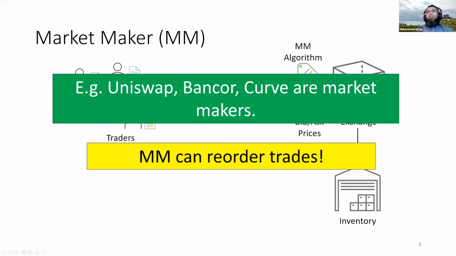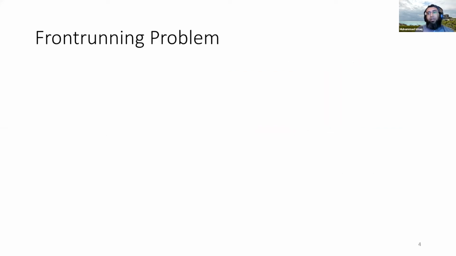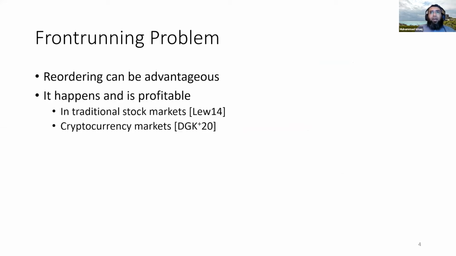So the problem is that market maker can now reorder trades. This is precisely the front running problem. And there is evidence that it happens both in traditional stock markets. There is this book called Flash Boys by Michael Lewis. And in cryptocurrency markets, the paper by Philip Daian from IEEE Oakland 2020, appropriately called Flash Boys 2. So these guys present evidence that these attacks happen all the time.